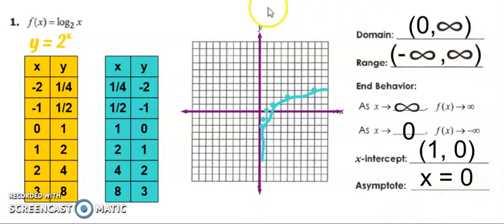Okay, so you're going to have some problems just like this in your assignments. What you're going to do is change the log to an exponential, like I did here. Log base 2 of x now became y equals 2 to the x power. Create yourself a table for this exponential, and then just swap your x and your y's. That's going to create this table of values over here. Once you got your table of values, plot those points, connect those points, and now you have the graph of log base 2 of x.